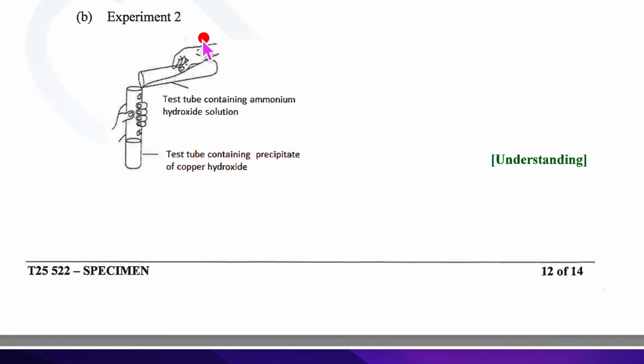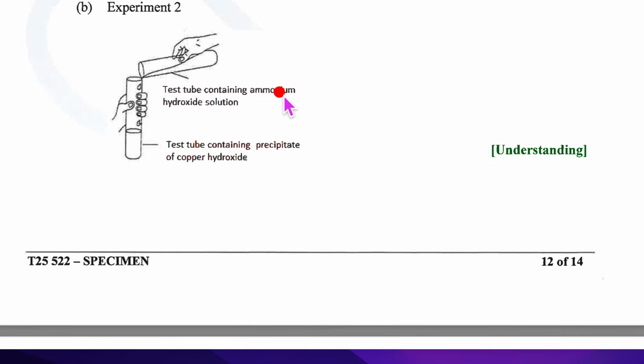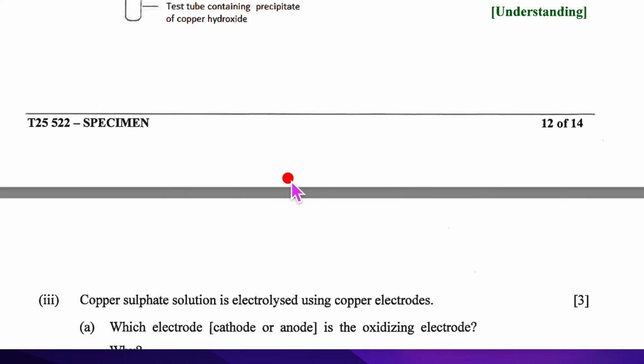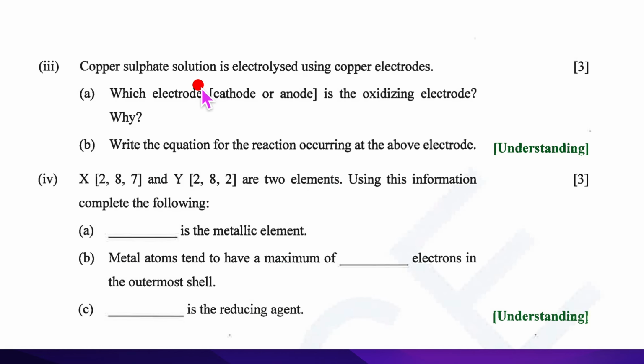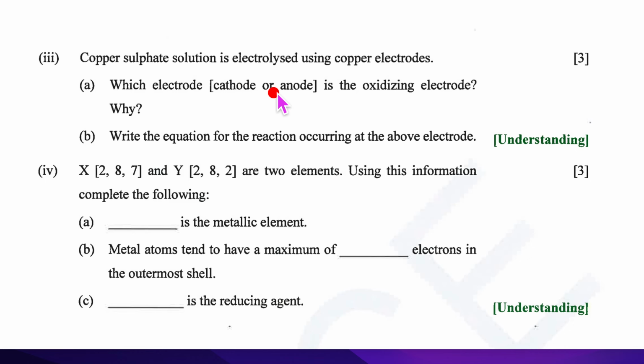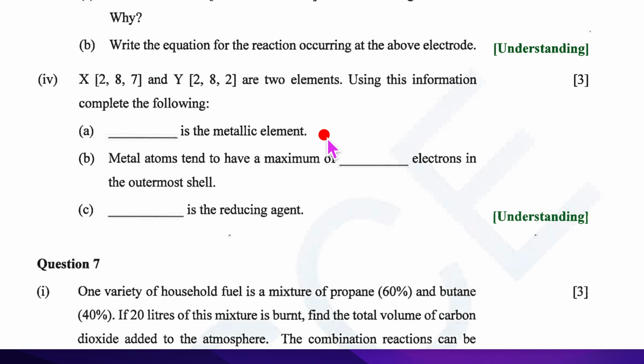Now let us look at experiment 2: a test tube containing ammonium hydroxide, and here a test tube containing a precipitate of copper hydroxide. Copper hydroxide is blue in color, but when you add more ammonium hydroxide, it will give an inky blue solution, correct? Copper solution is electrolyzed using copper electrode. This has been repeated twice in this paper. So remember, electrolysis of aqueous copper sulfate solution is important. Go through this, important it is.